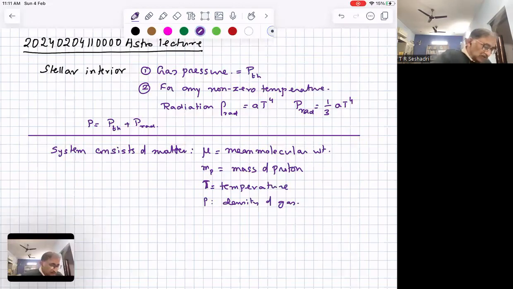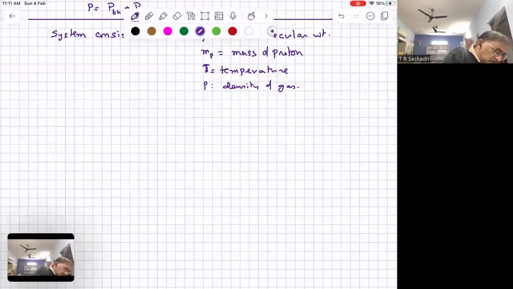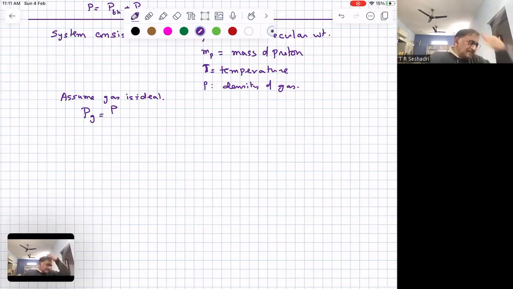Okay. So now, assume gas is ideal, and hence I have Pg is equal to rho, when I say rho, it is assumed that this is the gas density, so I need not put rho g, rho into kT divided by mu mp. You remember this formula, right?